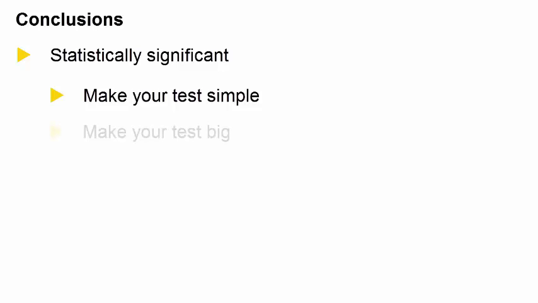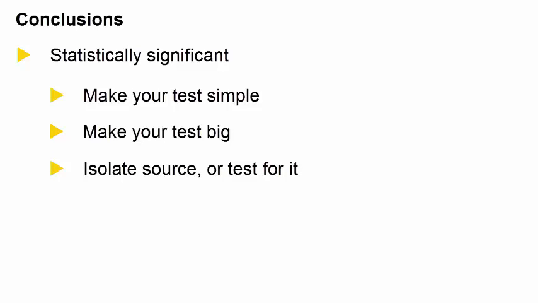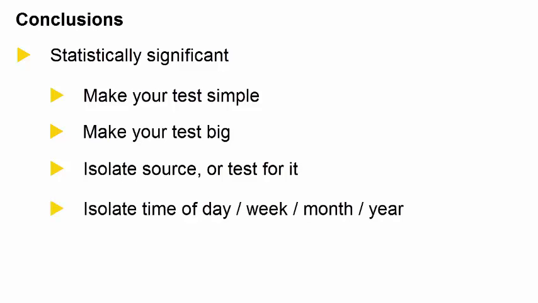Well, the first conclusion is make your tests simple. Complex tests will confuse you and you'll draw wrong conclusions. Second one is make your tests big. Don't test little changes, test big changes. Make the little changes later. Third one is isolate the source. That is, don't let your A and B landing pages, if that's what you're testing, receive their data from different sources. Or if you think source is an important difference, then actually test for source, not the landing page. Do the same with time. Either isolate time of day, time of week, time of month, time of year, or test for it. And finally, be patient. Resist early guesses. You will be wrong.